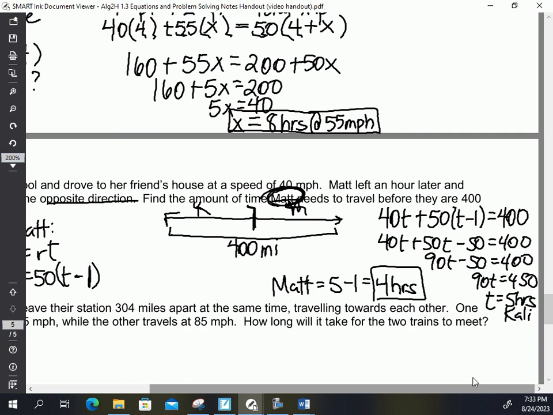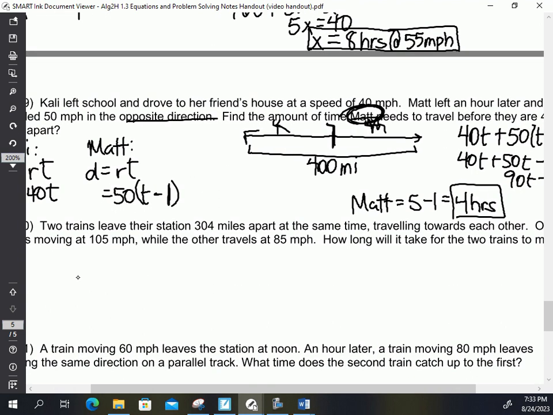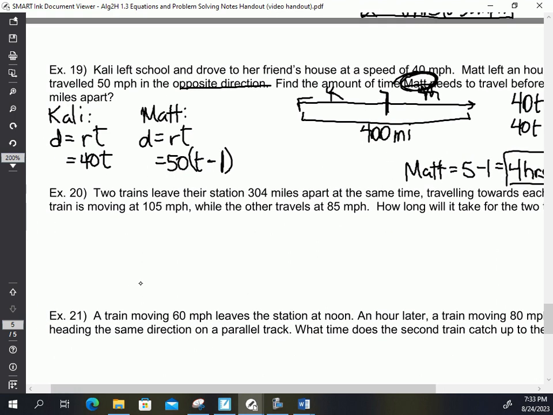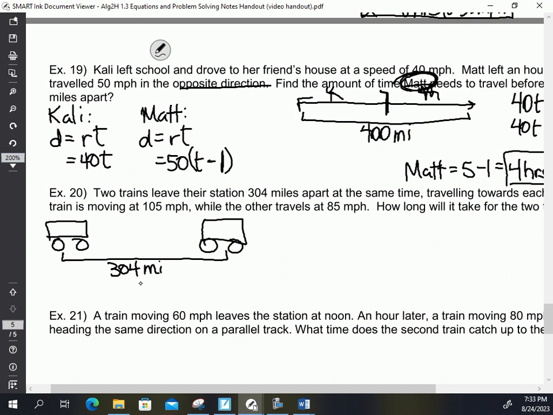So, next example. Two trains leave their station 304 miles apart at the same time, traveling towards each other. So, don't laugh at my drawing. There's one. There's the other. They are 304 miles apart. One train is coming at 105 miles per hour.